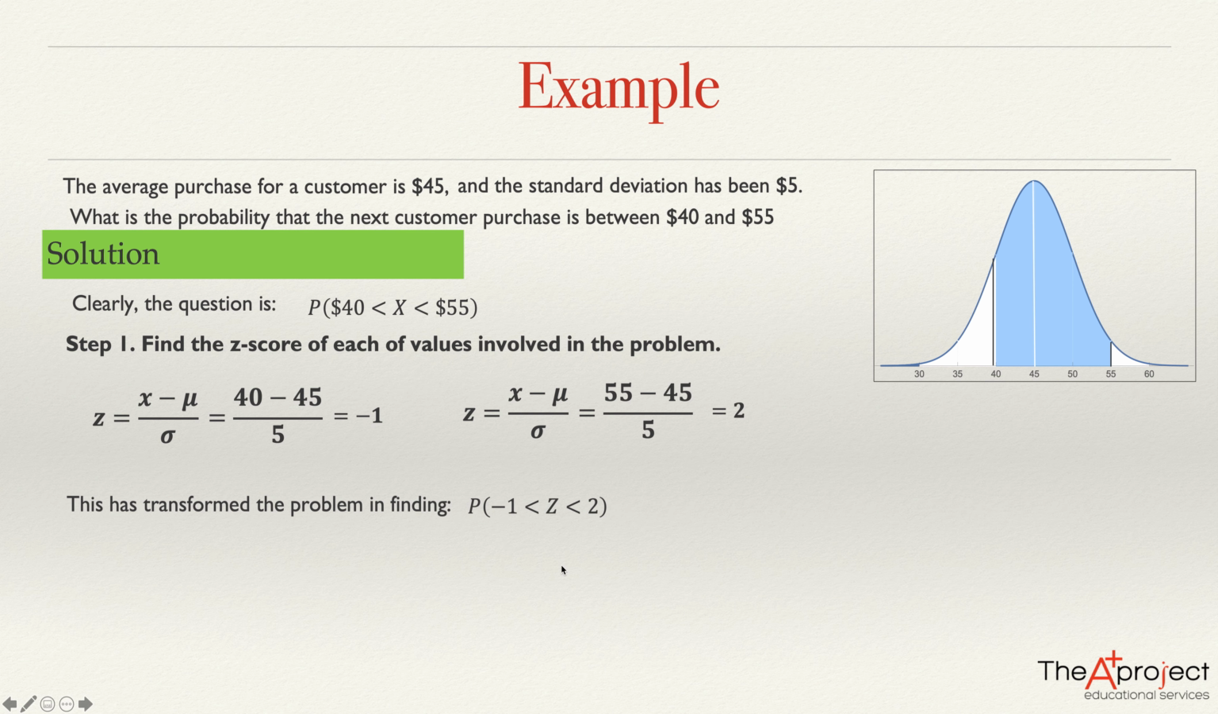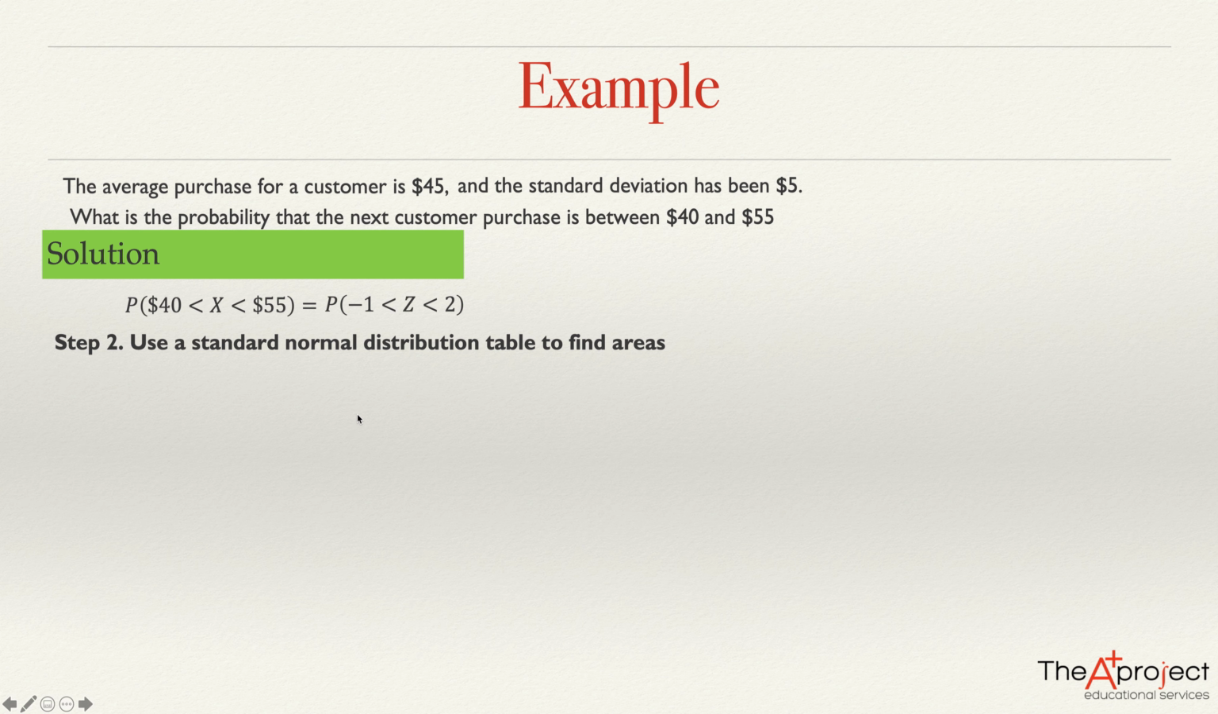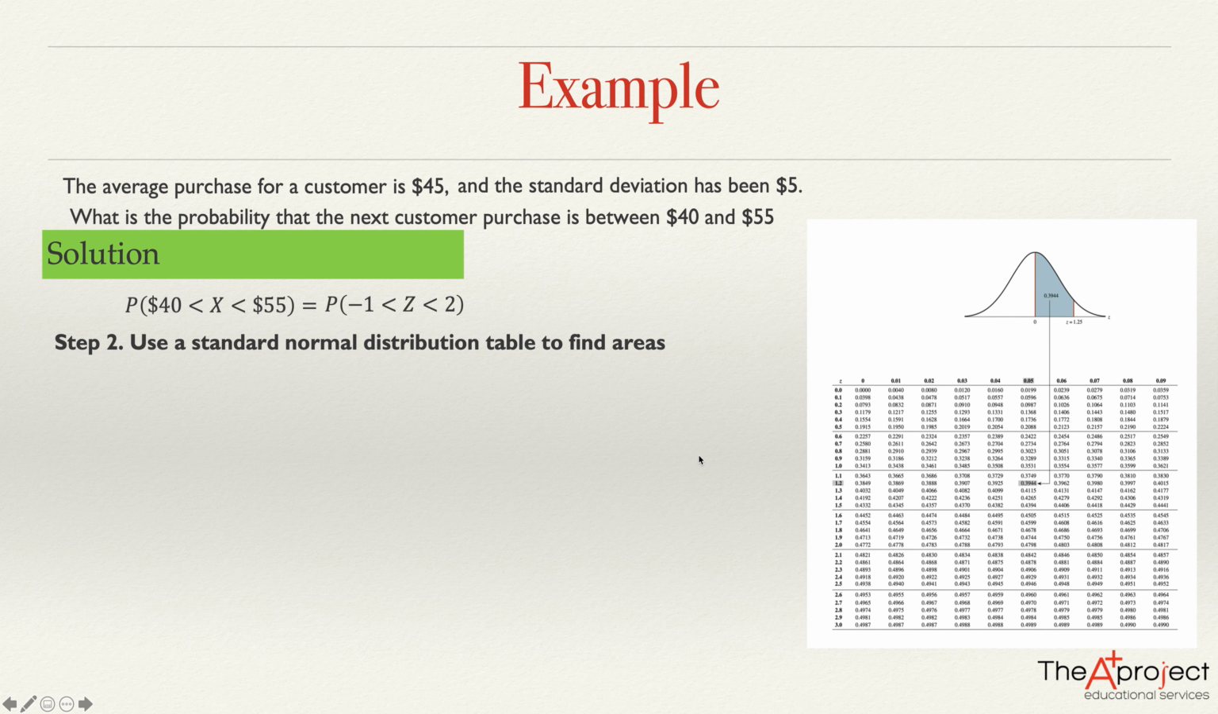Okay, so what is the second step? The second step is to find the area related to -1 and the area related to 2. We have transformed each of the values into a z value, and now I'm going to use the standard normal distribution table. First, find the area of -1. I open the table and there is no negative number here. But don't worry, this is a completely symmetric table.